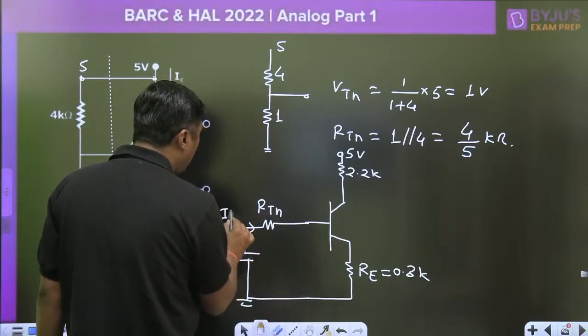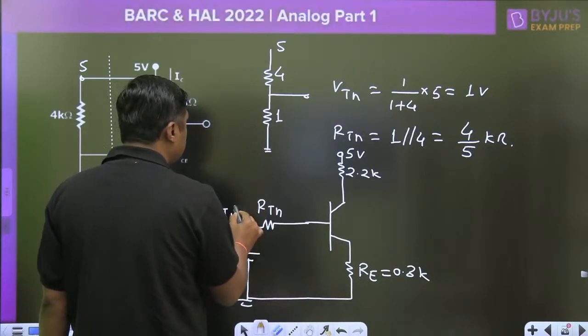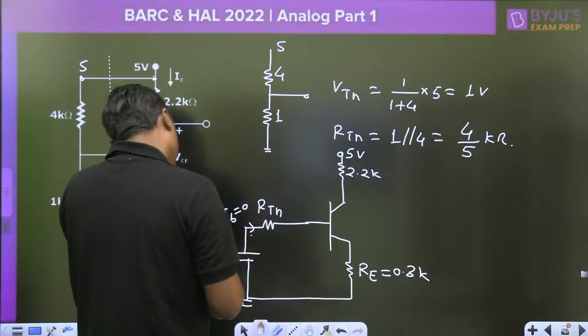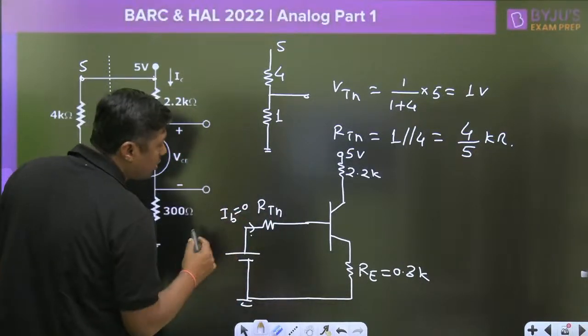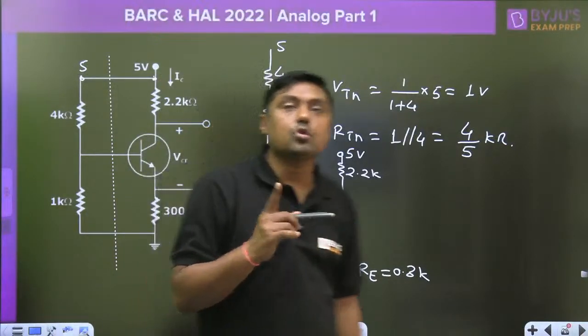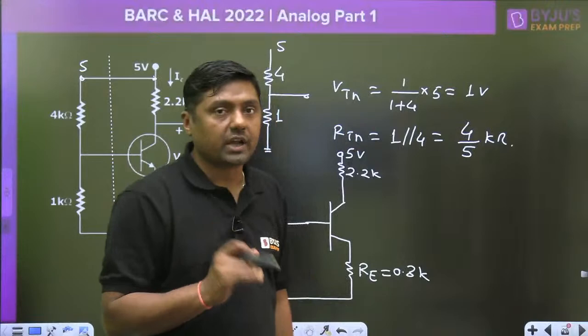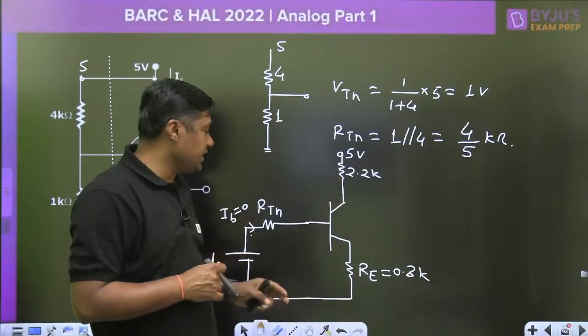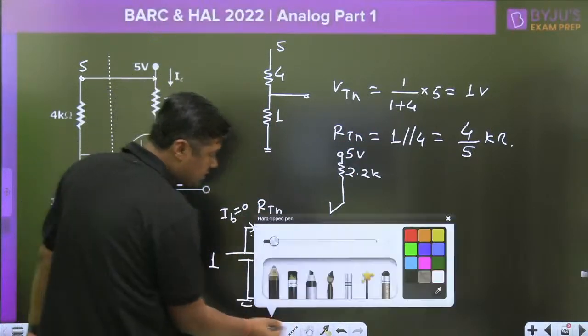So what is the need? Why are we calculating the RTH? It is just wasting our time. No need to calculate the RTH when the beta is very, very large. Only calculate the VTH, because in limited time we have to solve a number of questions, so don't waste your time. There is no drop across the RTH.